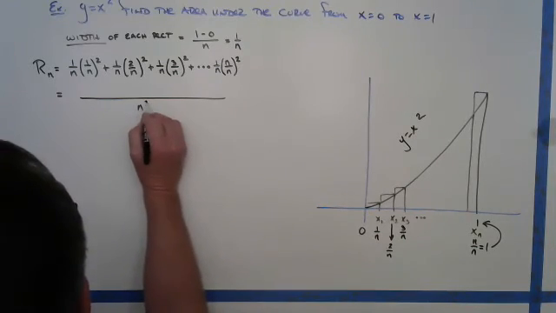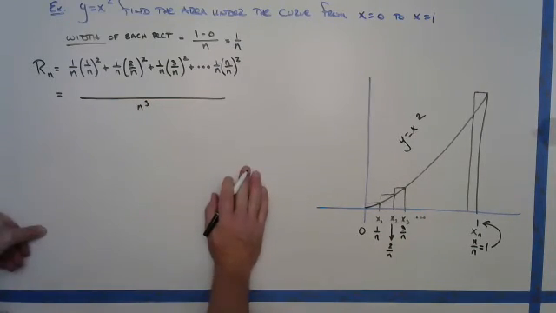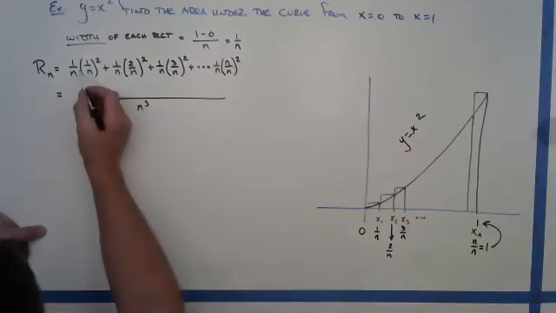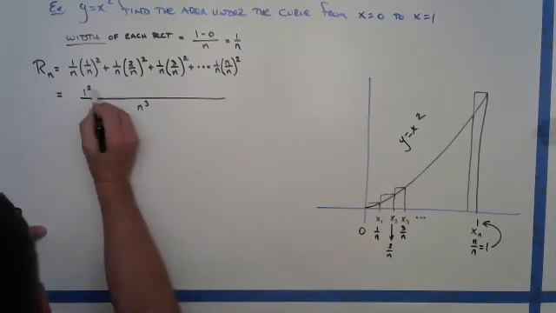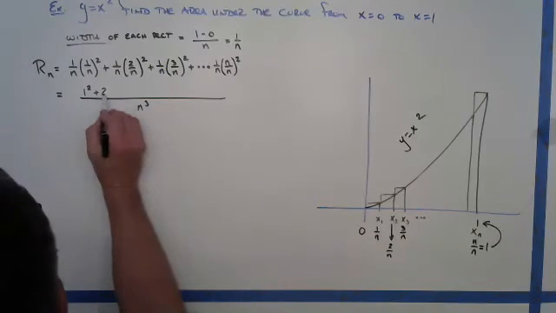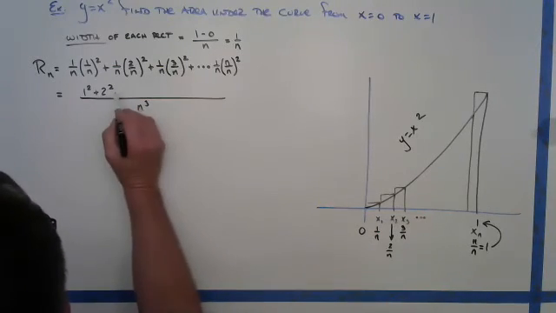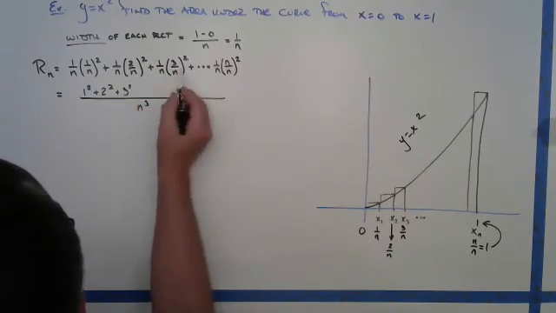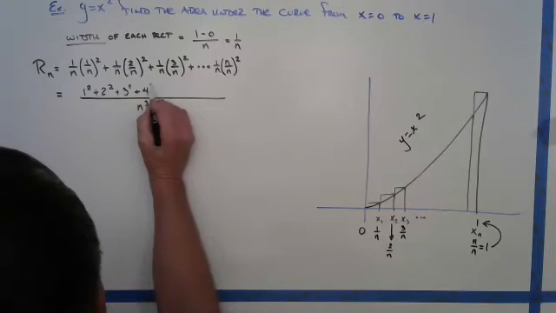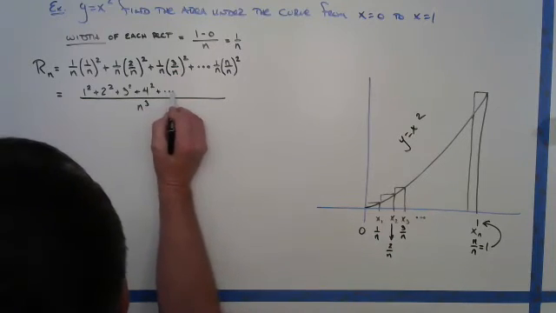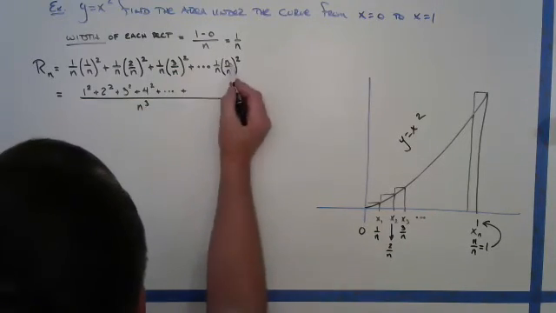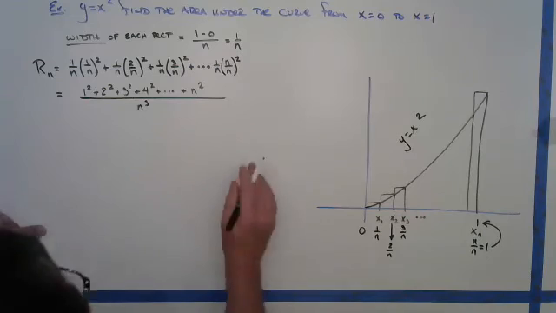The bottom is n cubed. Okay. What's on the top? 1 squared. 2 squared. 3 squared. We didn't write it down, but the next one's 4 squared. And this one just keeps going and going until we get to the last one, which is n squared.